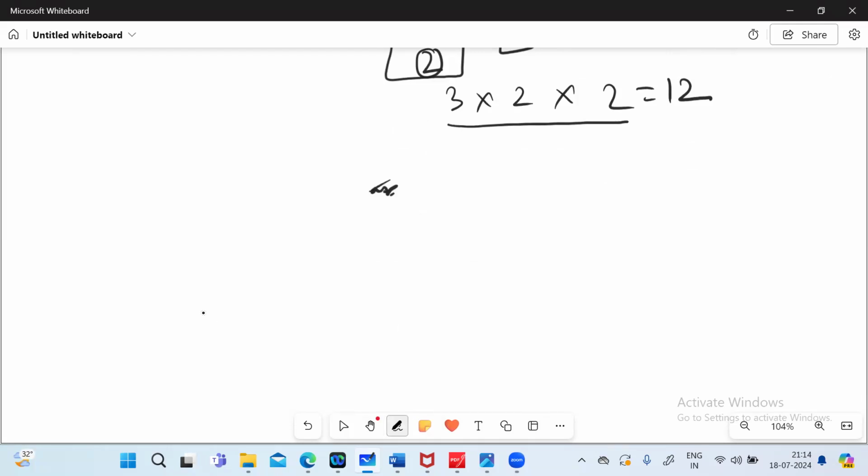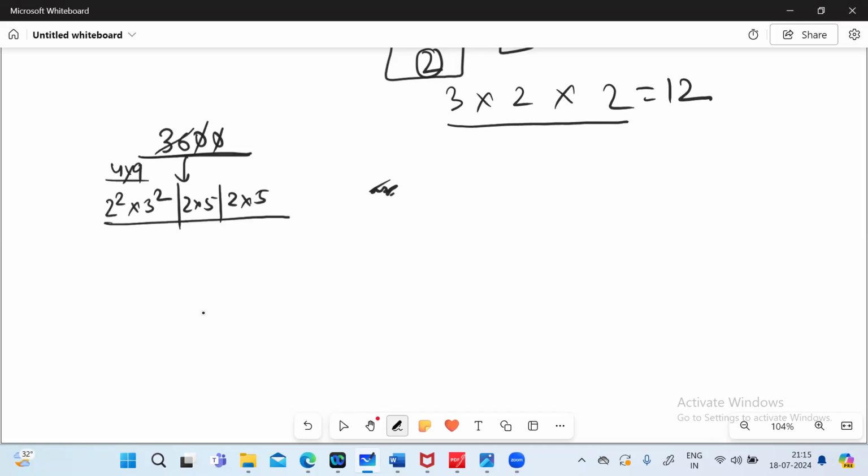So let's take another number. Let's take 3600. How many factors of 3600 are there? First of all, I'll be prime factorizing it. You know what way I do it. Every zero has been made with 2 into 5. So this zero has also been made with 2 into 5. 36 can be divided into two parts, 4 into 9, which is 2 square into 3 square. So the complete prime factorization of 3600 is 2 to the power 4, 3 square, and 5 to the power 2.